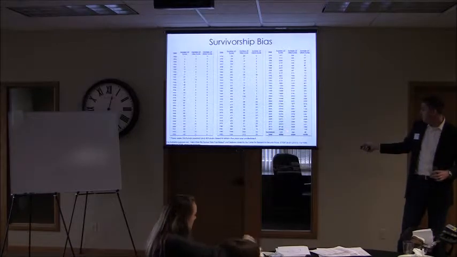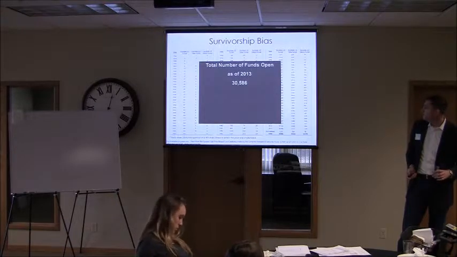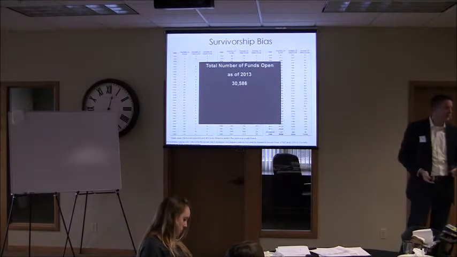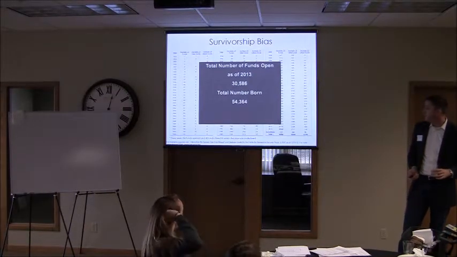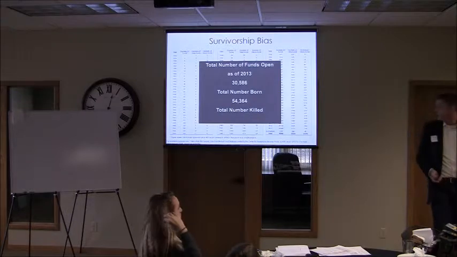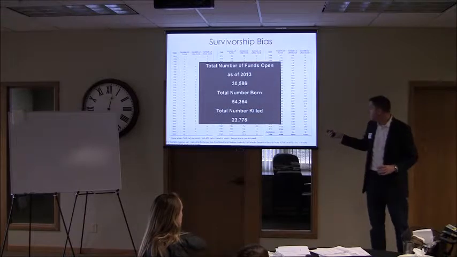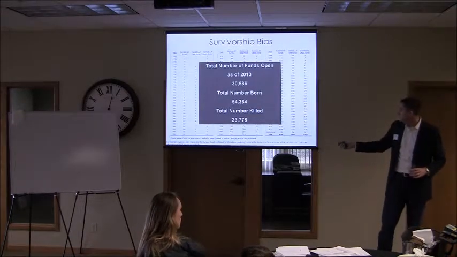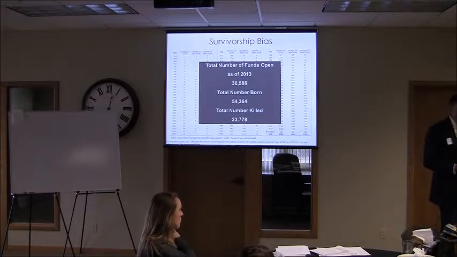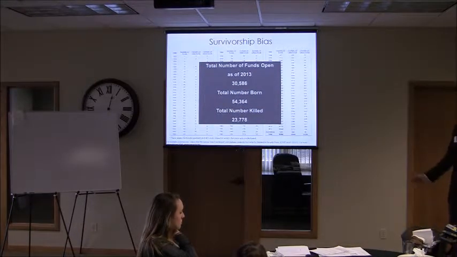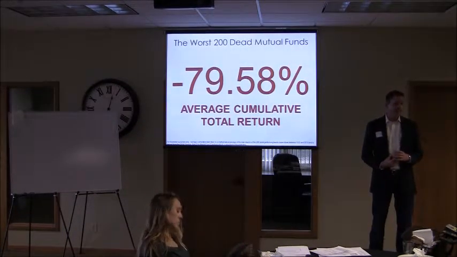Out of, well, let's look at these numbers. Out of 30,586 funds open as of 2013, we're about to get the 2014 number. The total number born during this period were 54,000. The total number killed were 23,000, coming up on half. It's going to be half because on average now, more funds are being killed than are being born over any 10-year period. So we're going to end up with 50% of all mutual funds that have ever been born having been killed. And the average return of the 200 worst dead mutual funds is negative 80%.